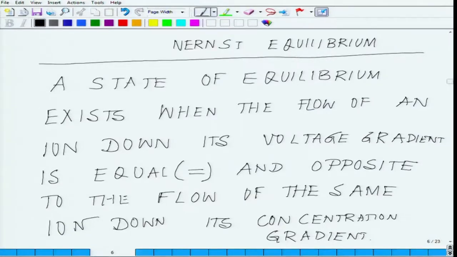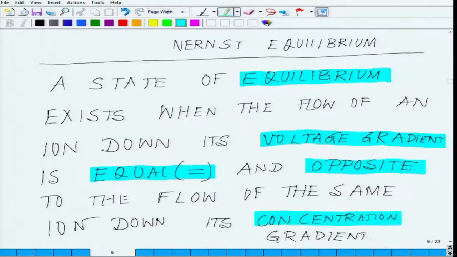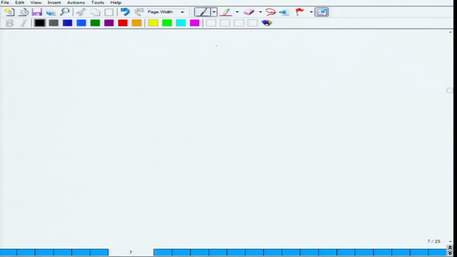So, if you read through this carefully, since I have now put everything in words, a state of equilibrium. Your first keyword should be the word equilibrium, which exists between the flow of an ion down its voltage gradient. The second keyword is equal and opposite, to the flow of the same ion down its concentration gradient. This is important. So, essentially you need to realize that in between the lines, there are three important words. There is an equilibrium which has to be established. So, let us see what exactly that means.